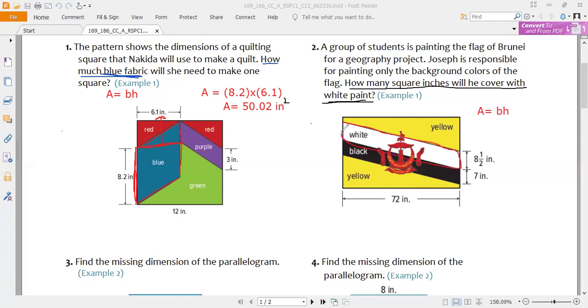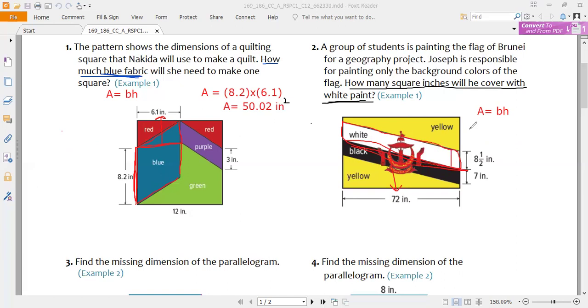So if you look at this figure, it has four sides, and it looks like a parallelogram. So now if I want to find the area, I have to find its base and height. If you look at this side, the downside, this is the base, and you can see it is 72 inches. So base is 72. And now the height between these two lines, the bases, is given here: 8.5 for white paint. This 7 is for the black paint. So for white it's 8.5.